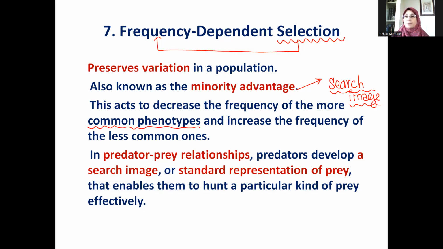In the world of animals, when animals search for a prey, they have a certain search image for the prey, meaning that they have to have imprinted in their memories what prey they are looking for.